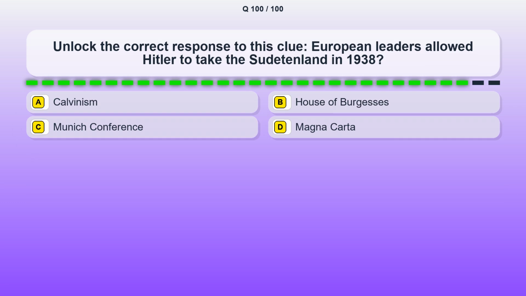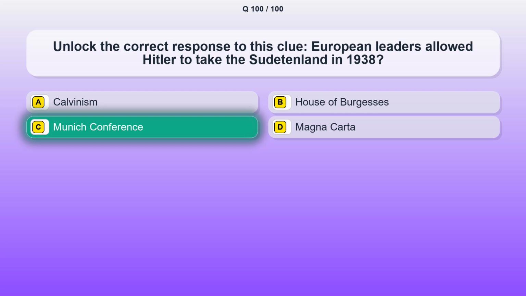Question 100. Unlock the correct response to this clue. European leaders allowed Hitler to take the Sudetenland in 1938. Option A, Calvinism. Option B, House of Burgesses. Option C, Munich Conference. Option D, Magna Carta.